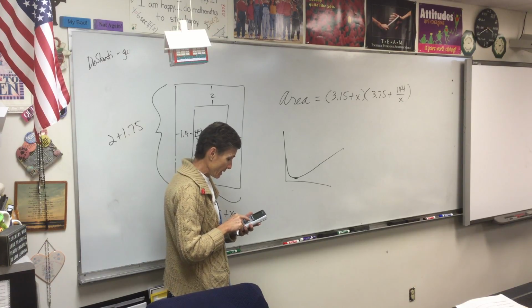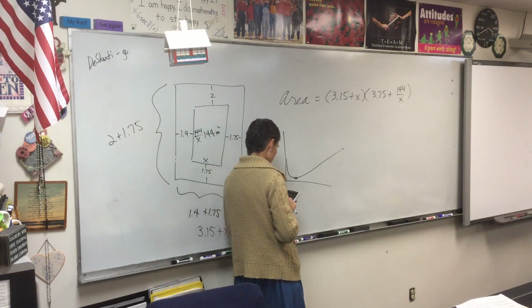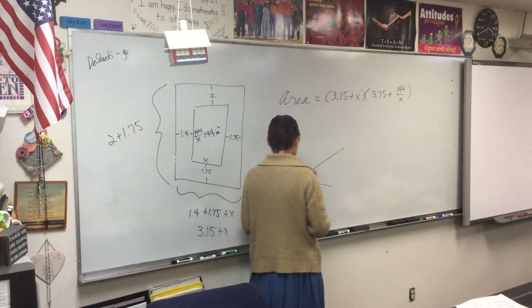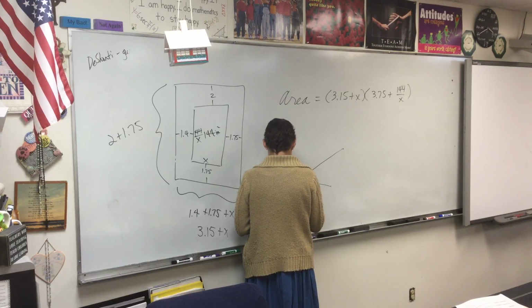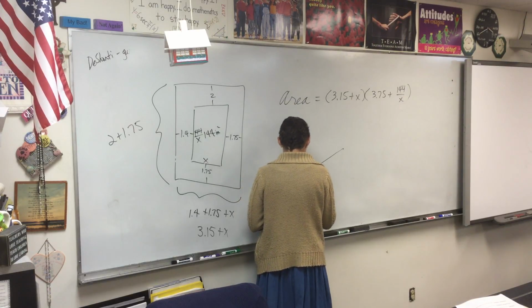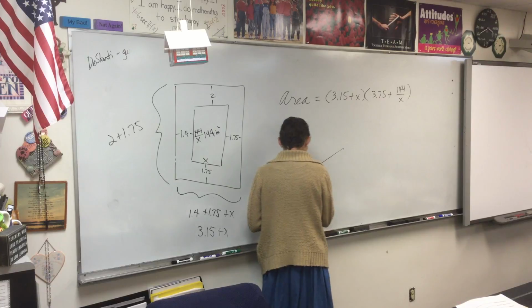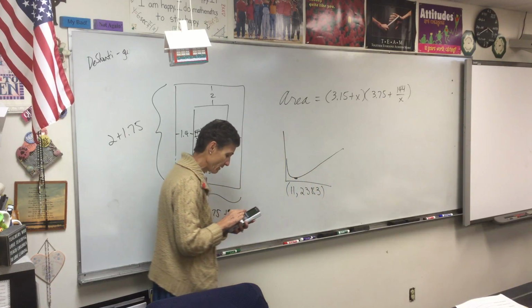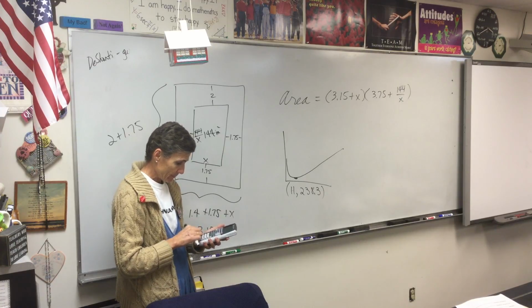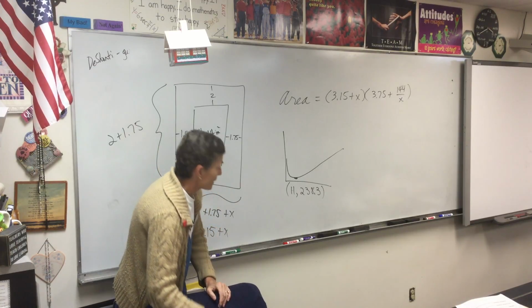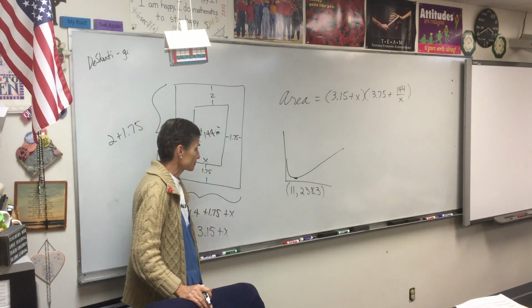And my minimum looks like, I've got to round that off to 11, and 238.3. That's my minimum point if I round it off, which I really have to, because it was like 10.99988 or something.